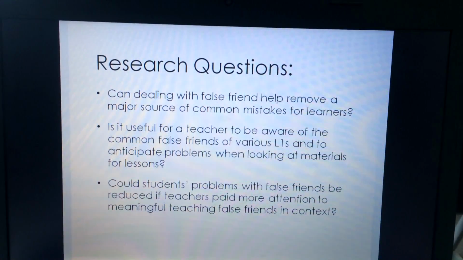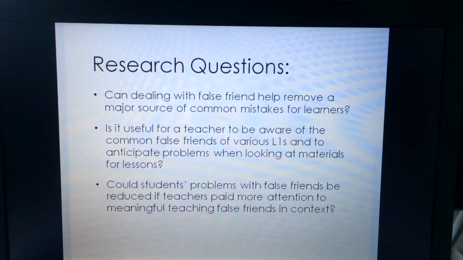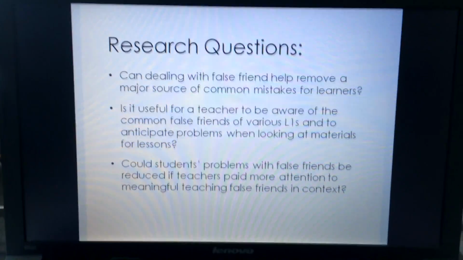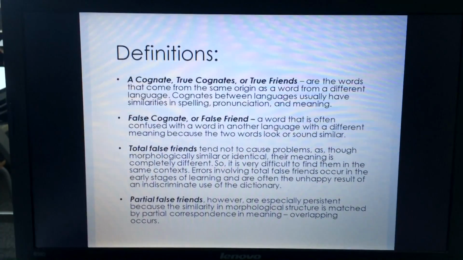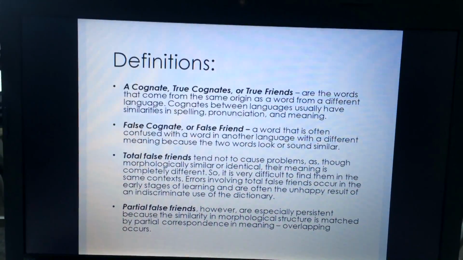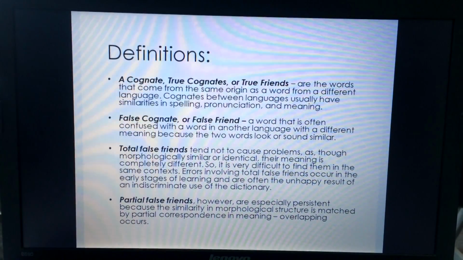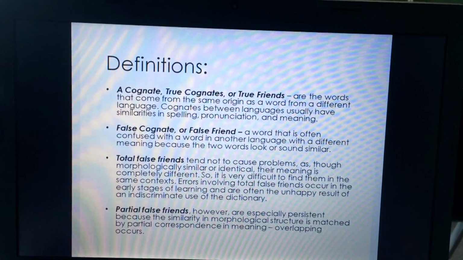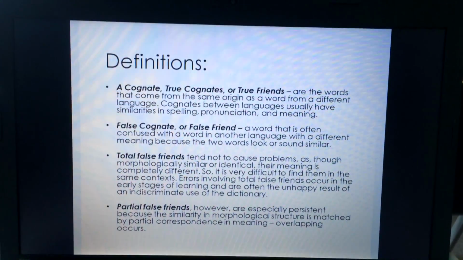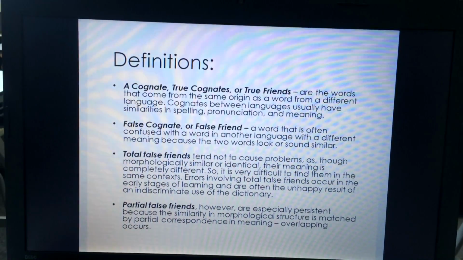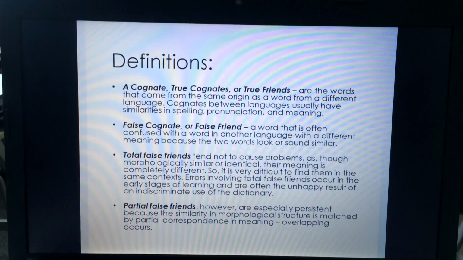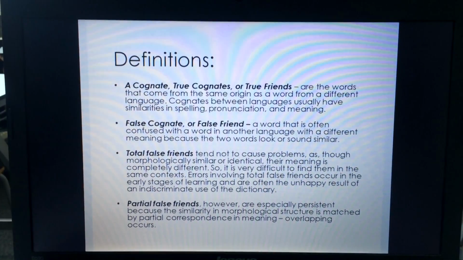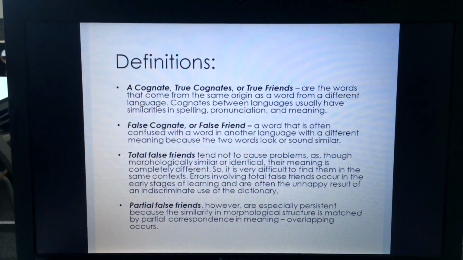When I was conducting a questionnaire, I noticed that almost all participants do not know the definition of the term false friends. So let me define them. Cognates, also called true cognates or true friends, are words which are similar in spelling, in pronunciation and meaning in two languages. False friends or false cognates are those words which are similar in spelling and pronunciation but different in the meaning between two languages. Also, false friends are divided into total and partial.